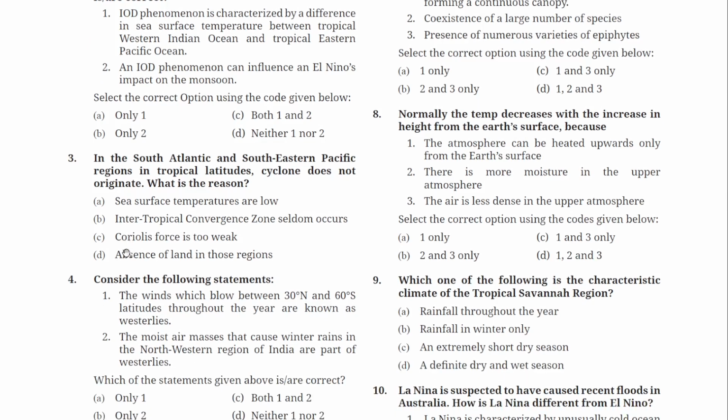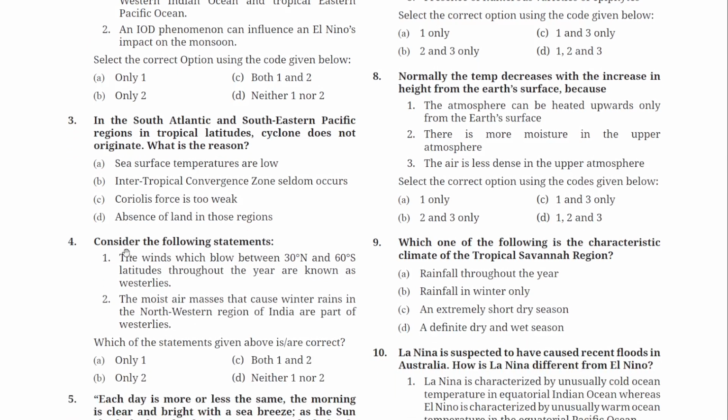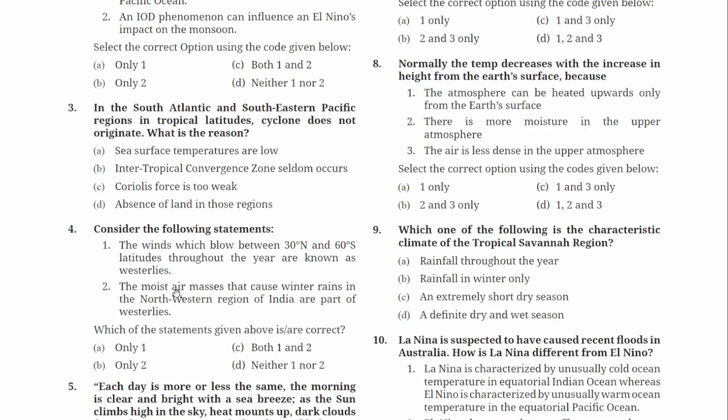Question number 4. Consider the following statements. The winds which blow between 30° north and 60° south latitudes throughout the year are known as westerlies. One has to read the statements very carefully. From 30° north and 60° south, westerly is almost right. The westerlies come from the Mediterranean region and they move towards the northwestern part of India. So 30° north and 60° south, you can imagine.